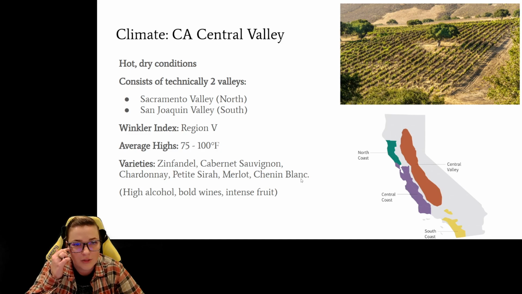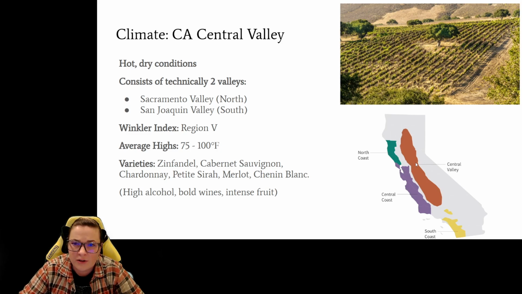In contrast to that, we have the California Central Valley, which is very hot and very dry. And interestingly enough, Central Valley is not an AVA itself. It also consists of technically two valleys, the Sacramento Valley in the north and the San Joaquin Valley in the south. But this whole area is a Winkler Index Region 5. So it's about as hot as it gets. Average highs for daily temperature between 75 and 100 degrees Fahrenheit. I do think it's hotter than that now. That's just what Google said, but it gets pretty toasty down there. It just depends on where you're at, right?